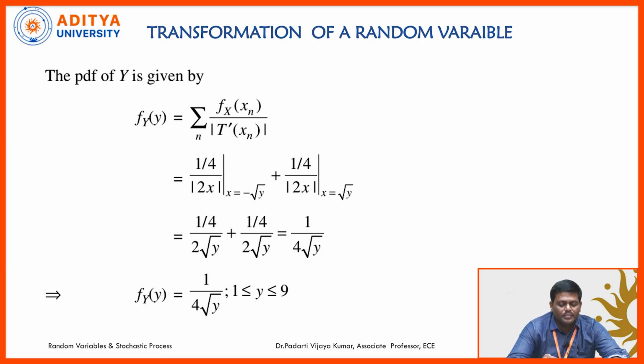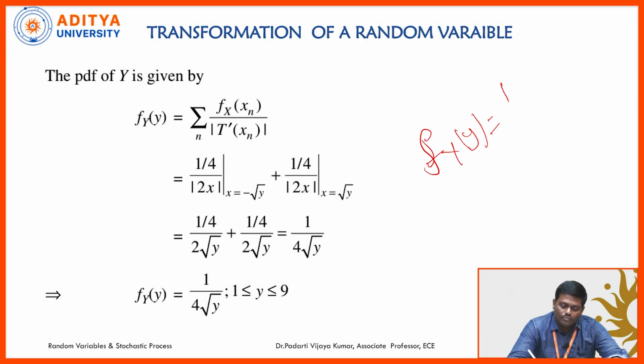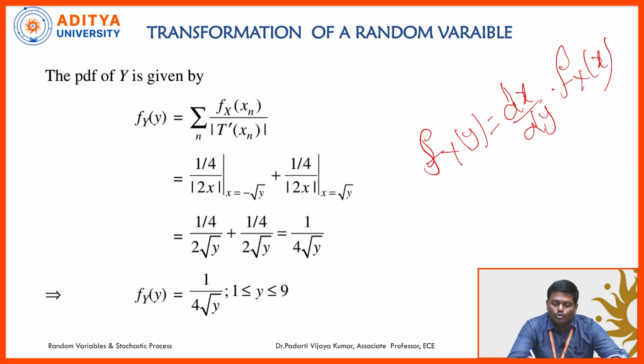Now, the PDF of the newly formed random variable, fy of y, is equal to, what is the density function given to us? 1 by 4. So, dx by dy into fx of x, if it is the case for a monotonic transformation.